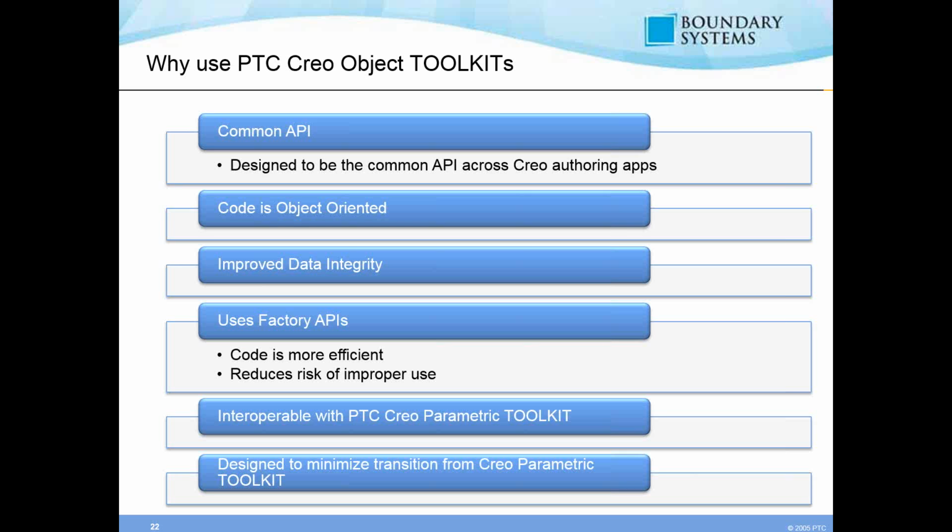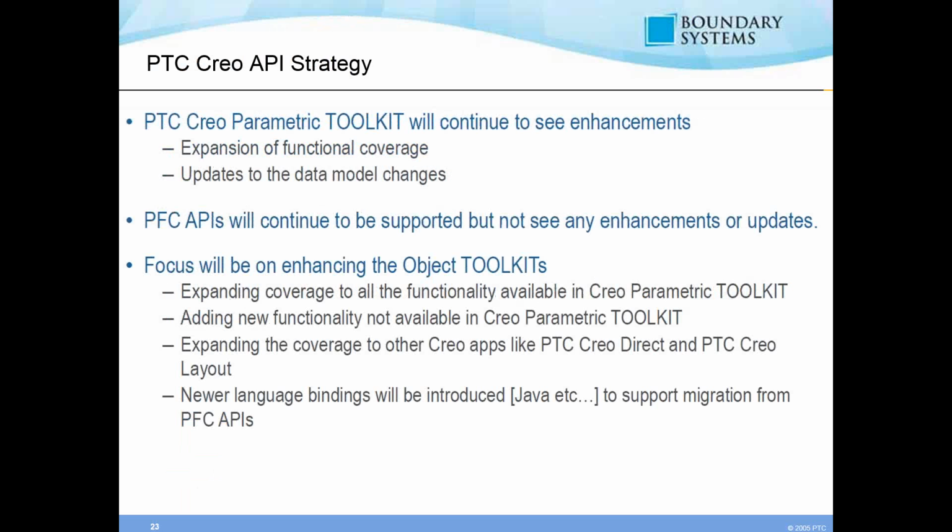The goal is to make that transition as seamless as possible. Now, if you do use the existing PTC Creo Parametric Toolkit, don't worry, that's not going away. They do plan to continue to add enhancements to that, both expansions of the existing functionality as well as up to any changes to the Creo data model. So if there's any changes to just how Creo does things, the toolkit API will update to reflect those.